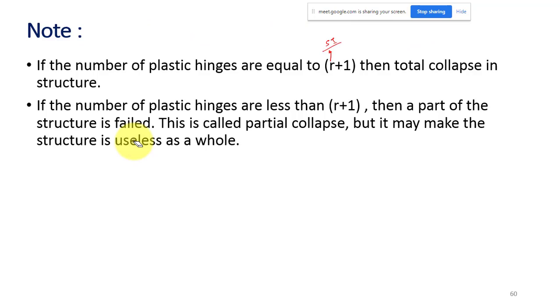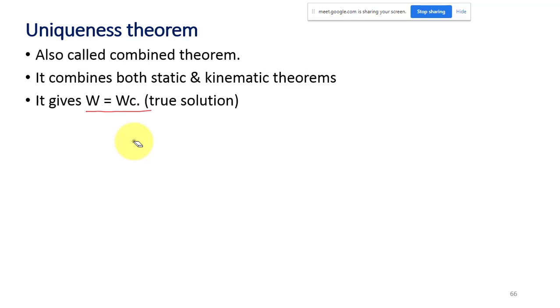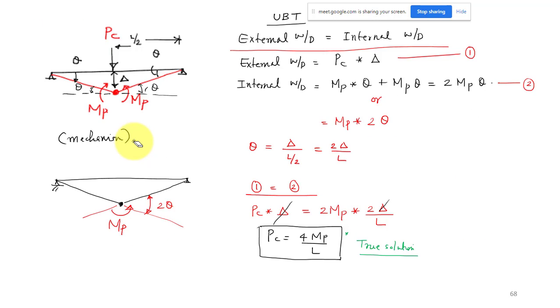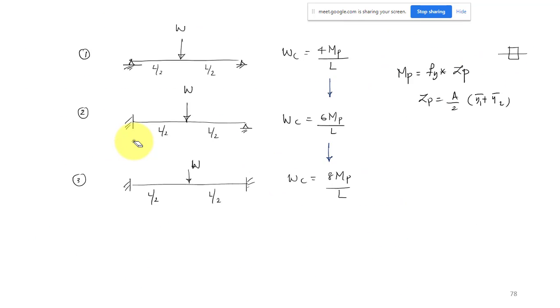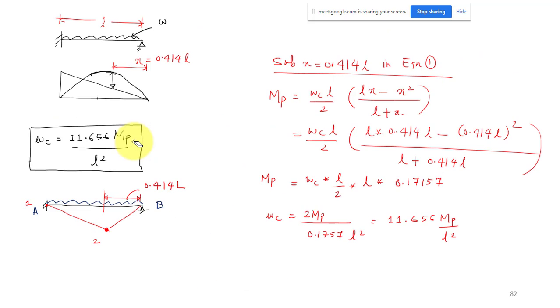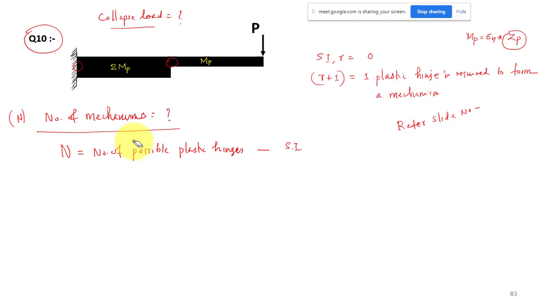Okay, a plastic hinge may form there, so we have to consider that possibility also in the analysis. That means in our question we have two possible plastic hinge locations. Refer slide number 47 or 59.